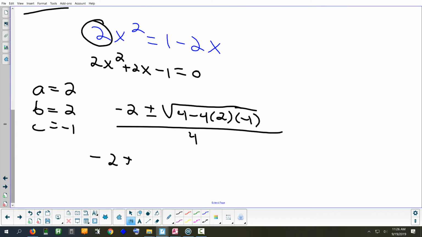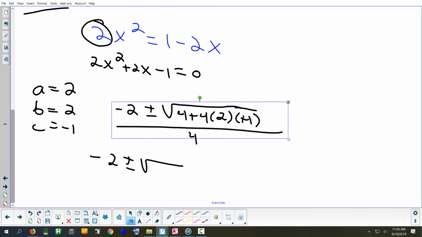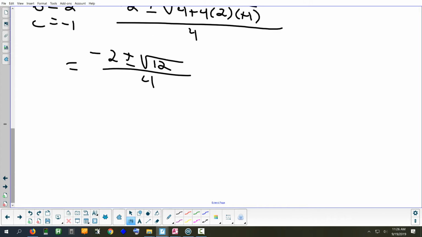Okay, so let's do that up. Minus and a minus. You're going to have negative 4 times another negative number. It's going to turn into a positive. What's 4 times 2 times 1? 8 plus 4? 12. And now since they said solve it approximately, that means you can round that off.